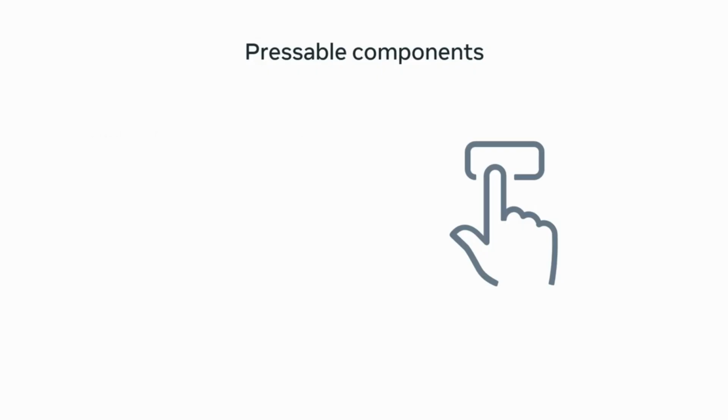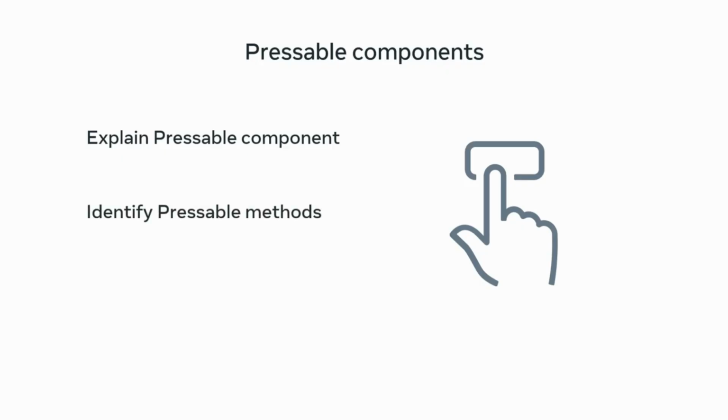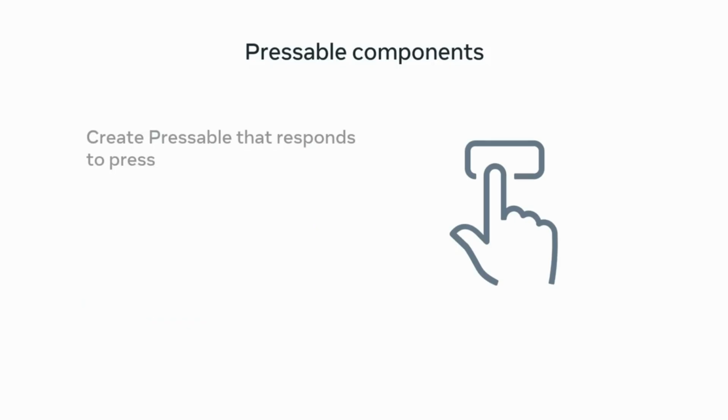You began the module with an explanation of how users can interact with an app. Now that you've completed this lesson, you can explain what a pressable component is, identify common methods of pressable, such as onPressIn and onPressOut, and explain that a pressable component can be represented in different ways, such as text or an image. You should also know how to create a pressable component that responds to a user press and use the useState hook to track the state of a pressable.